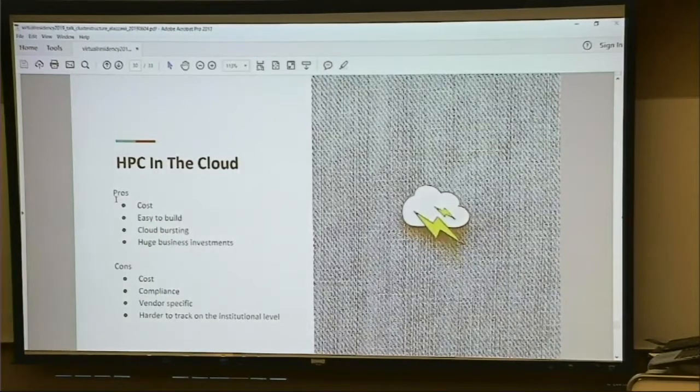Part of the cons will be compliance. Does your institute allow you to move to the cloud? Now we have the government cloud, which is basically an AWS secure environment, approved and following some NIST standards. You'll also be vendor specific.